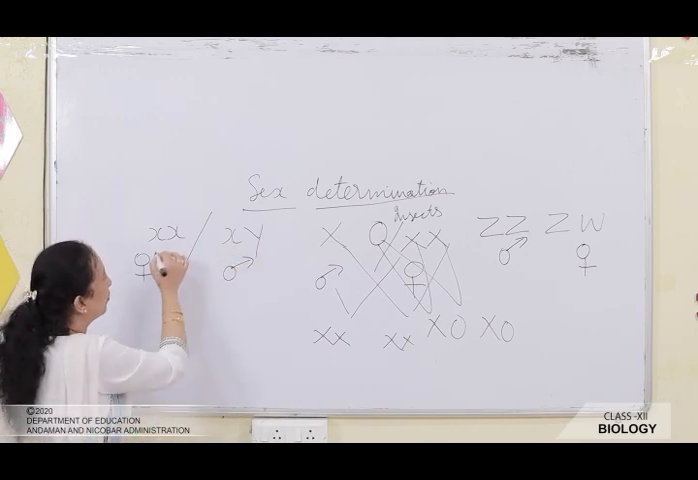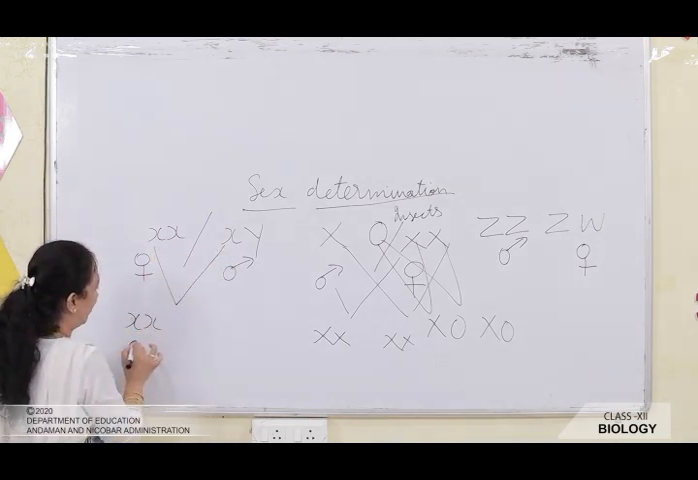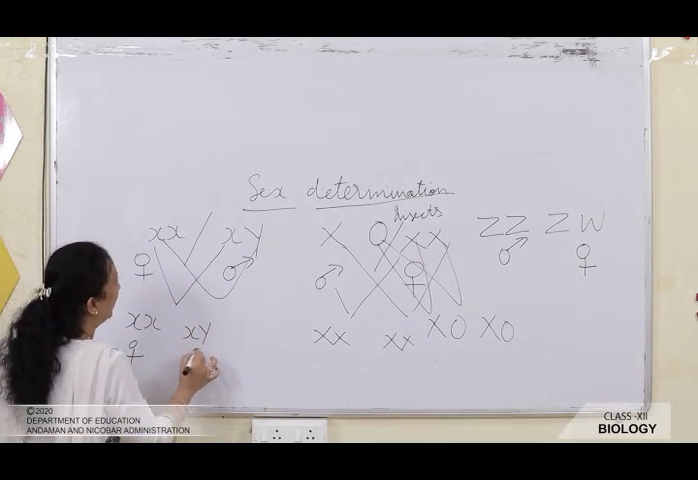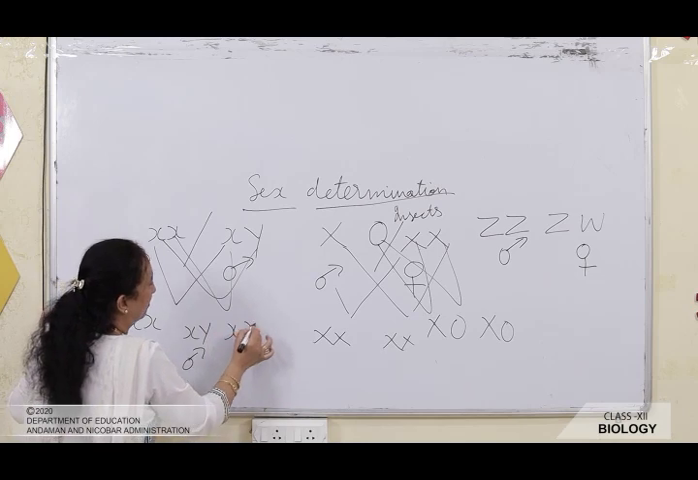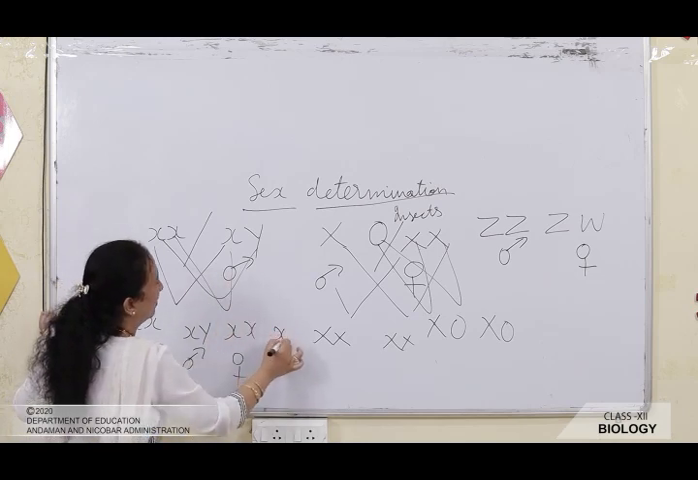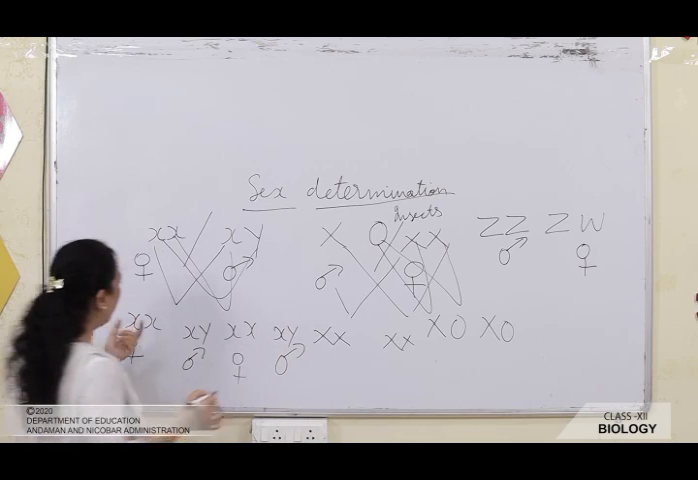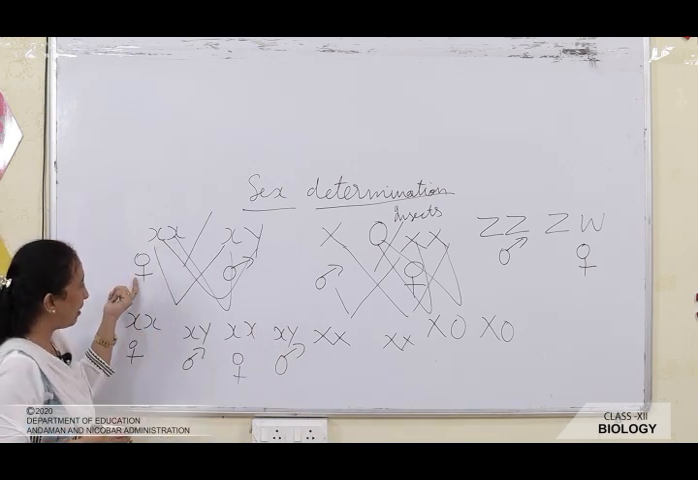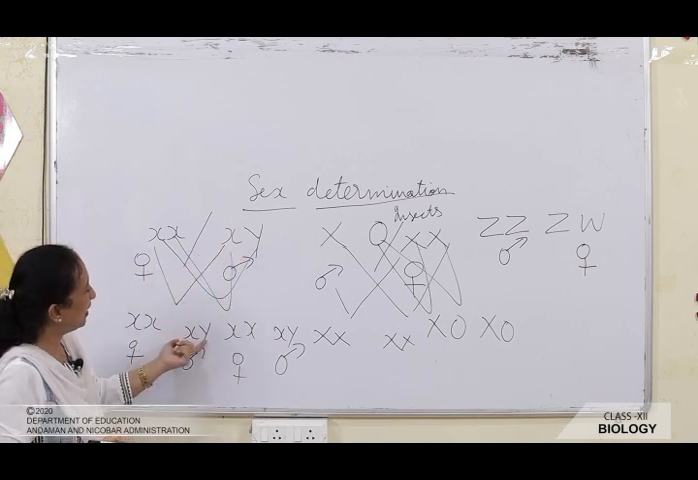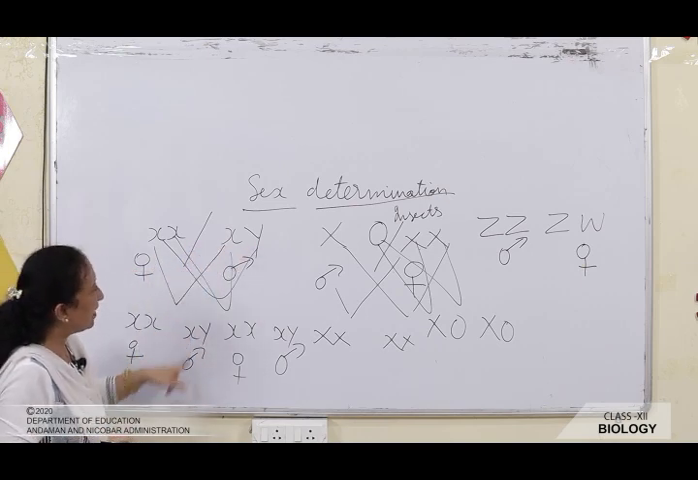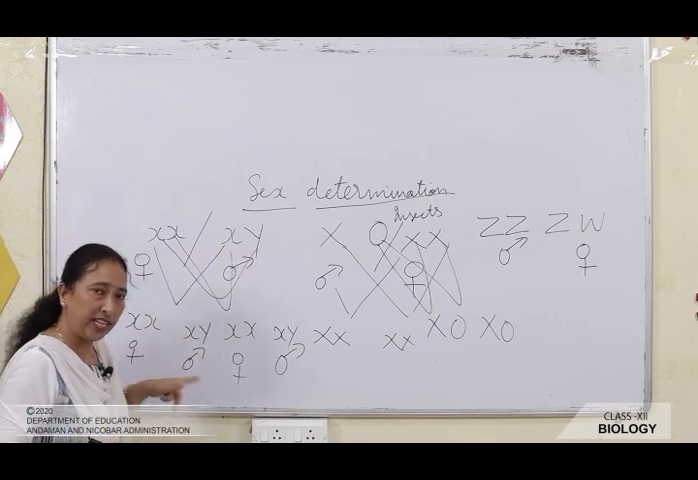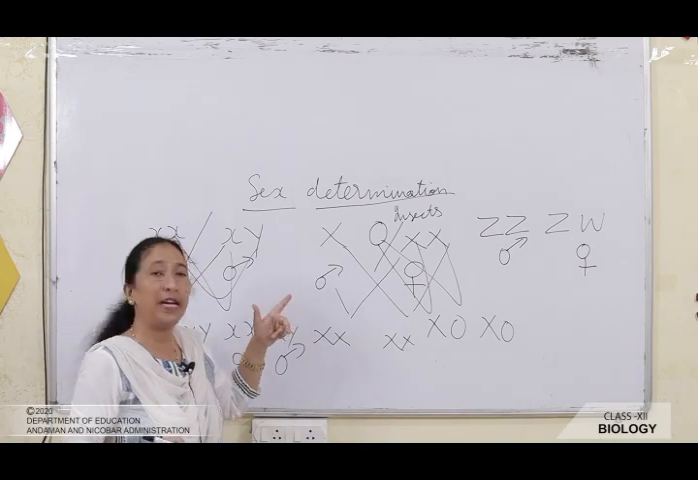Suppose fusion takes place: here XX, that is a female child, here XY, a male child, then again XX female child, XY male child. Here we are getting 2 similar X gametes, and hence it is a female. Here 2 dissimilar gametes, and hence it is a male. That means it is the male which decides the sex of the progeny, and this is how sex is determined.